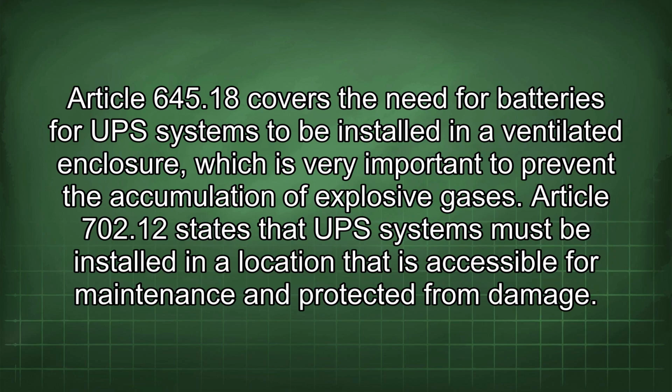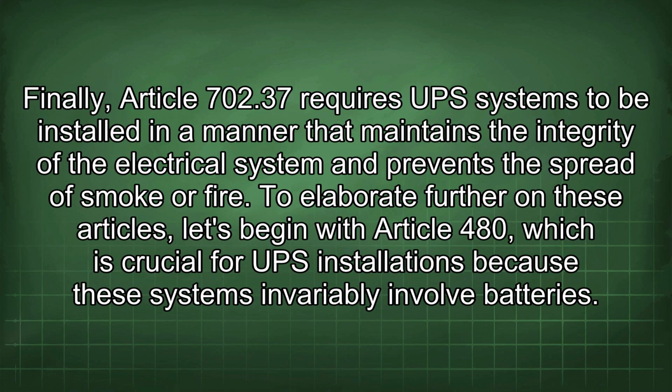Article 645.18 covers the need for batteries for UPS systems to be installed in a ventilated enclosure, which is very important to prevent the accumulation of explosive gases. Article 702.12 states that UPS systems must be installed in a location that is accessible for maintenance and protected from damage. Finally, Article 702.37 requires UPS systems to be installed in a manner that maintains the integrity of the electrical system and prevents the spread of smoke or fire.